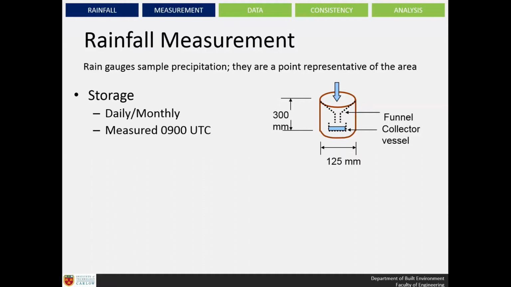There's two main types. The first are storage rain gauges. This is where rainfall accumulates in the gauge and is periodically emptied, say daily, weekly or monthly. And the amount that's stored over that period is recorded. In Ireland, say daily rainfall gauges, they're measured at 9 o'clock in the morning, so that value is assigned to the previous day, the previous date.